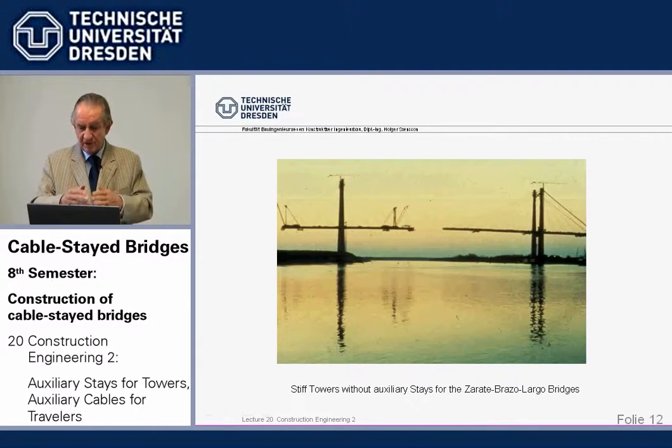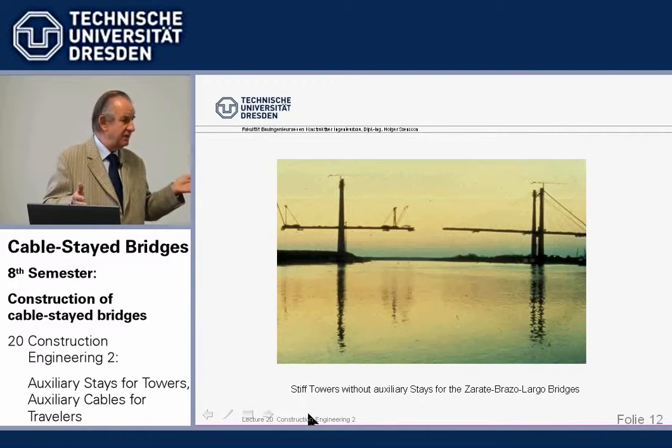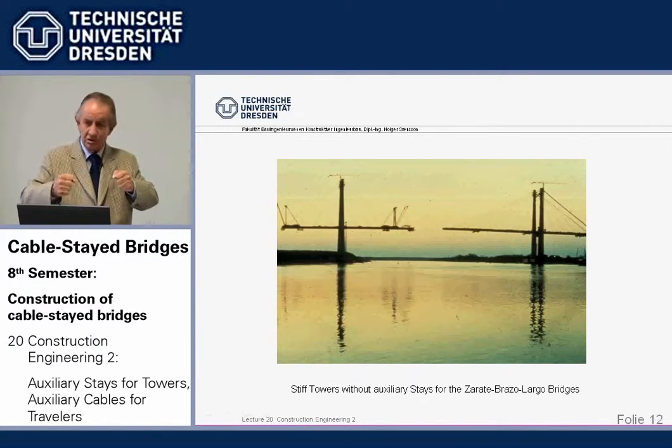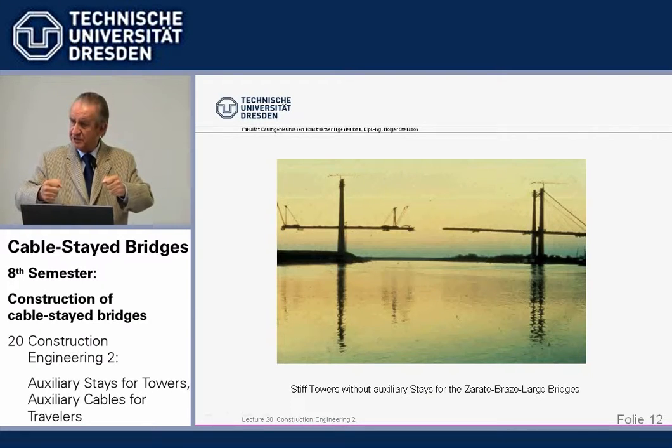Now, an example for stiff towers are the Zárate-Brazo Largo bridges in Argentina. We mentioned them before. First road and railway cable-stayed bridges, 330 meters. Because of the railway, the towers had to be rather sturdy concrete towers by themselves. That's, of course, one important thing. If you have fiddly steel towers, they can't take much. If you have sturdy concrete towers from the beginning, you're in a much better position.